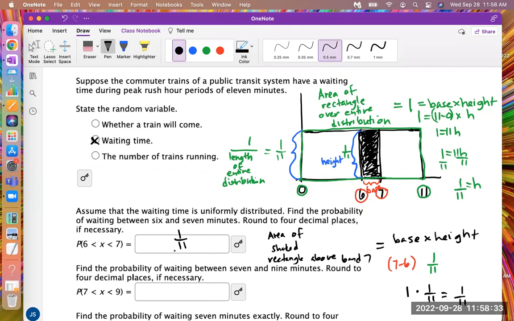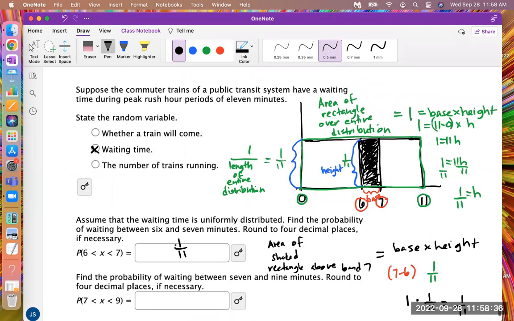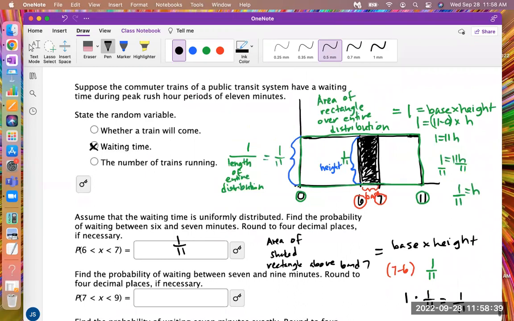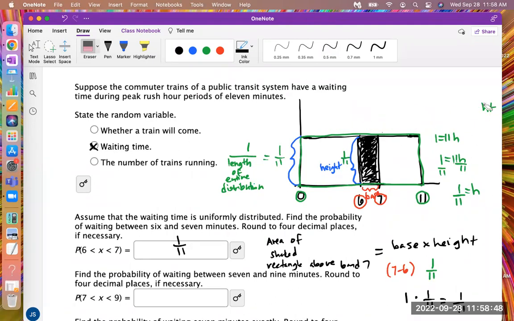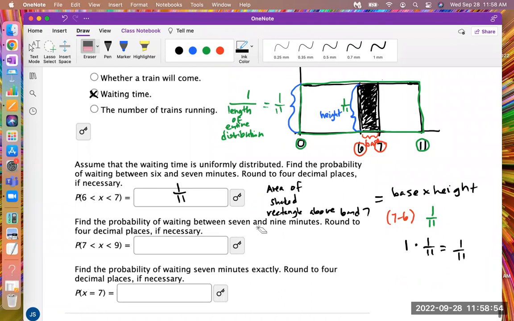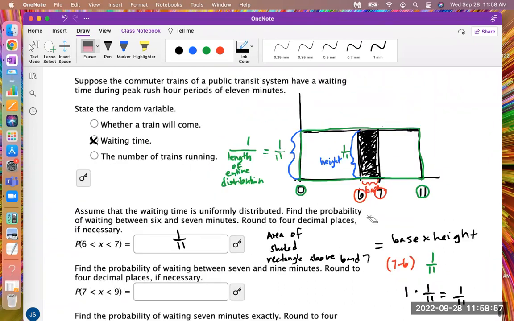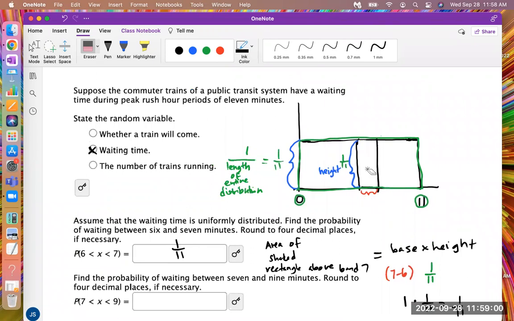For this second part, we already know the height of this distribution, so we don't have to do that calculation again. All of this stuff in the green up here, we don't have to do. This is now just asking us to find the probability of waiting between 7 and 9 minutes. So the only thing that's going to really change is the shaded rectangle. Instead of between 6 and 7, now it's between 7 and 9.